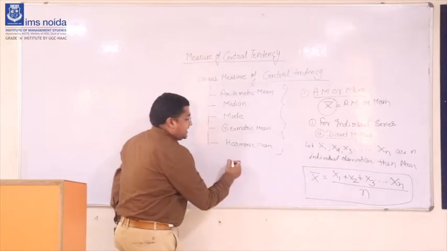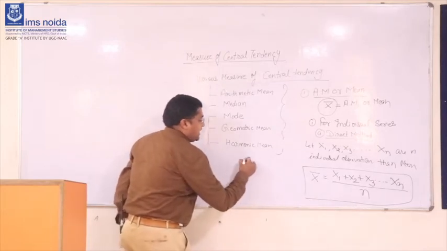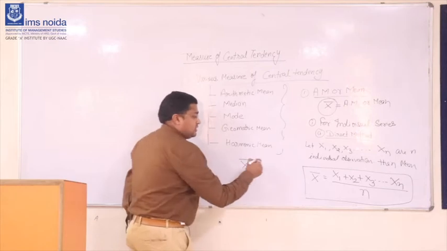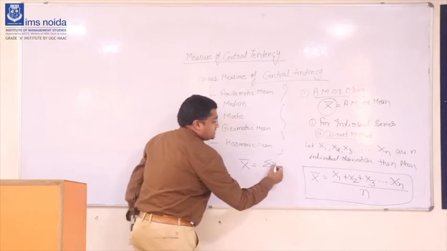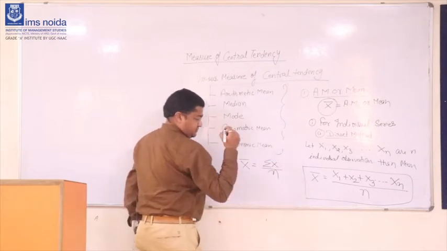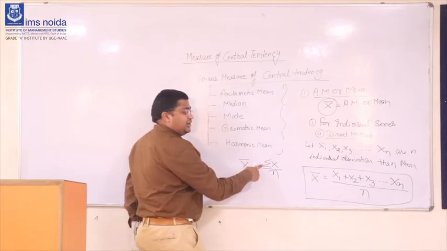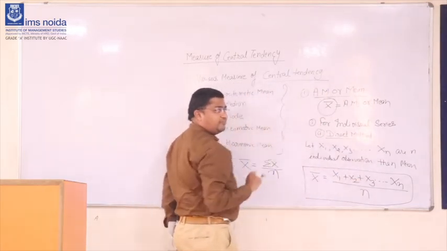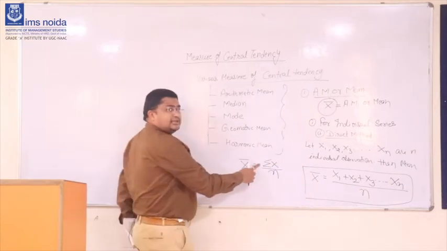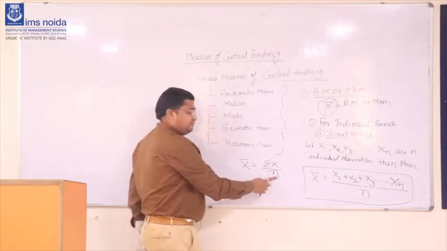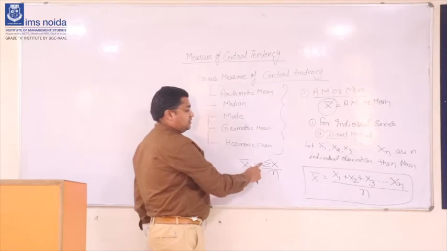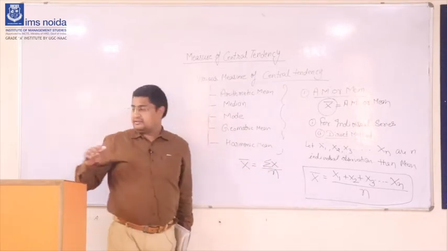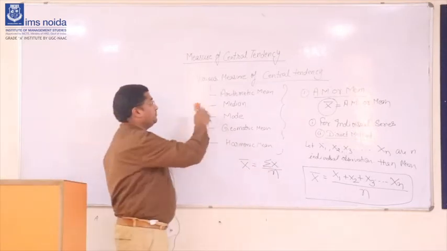Shortcut way, we can write x bar equals summation x divided by n. Summation x is x1 plus x2 plus x3, and n is the total number of observations. X bar is equal to summation x by n. Clear?